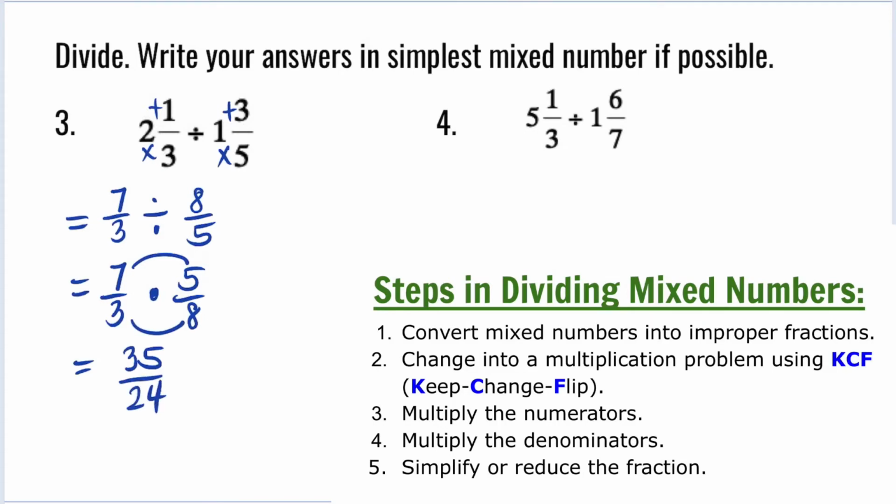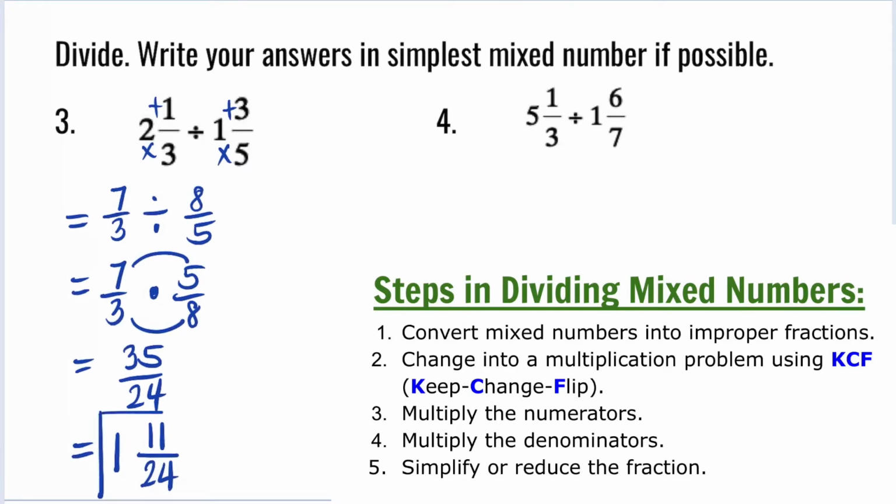Now we will change this improper fraction into a mixed number. How many 24s can go into 35? 1, right? 1 times 24 is 24. And if we subtract 24 from 35, there is a remainder of 11. So we will write the remainder as 11 over 24. The answer for question number 3 is 1 and 11 over 24.